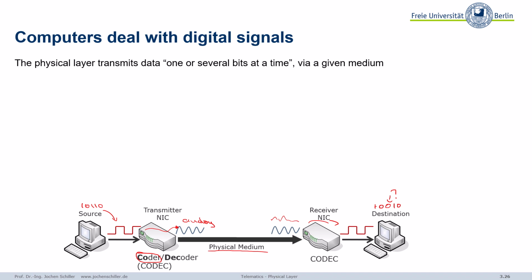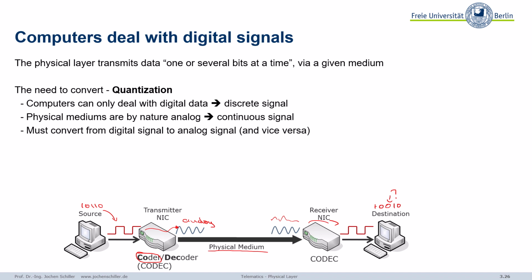So obviously we have to convert digital to analog signals and vice versa. The computers deal with digital data, discrete signals. The medium, well, is analog, a continuous signal. So we have to convert from digital to analog somehow, and vice versa. And this is called quantization when we go from an analog signal to a digital signal. We'll see how this works and where the problems are.